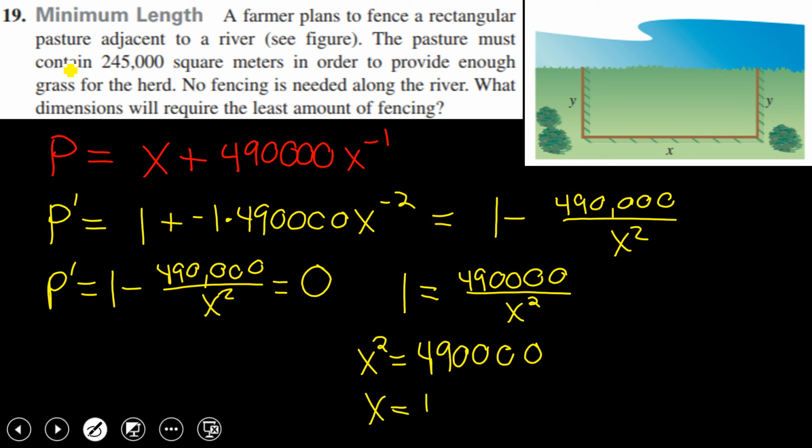Remember, that's an option in some problems. Now, in this problem, it doesn't make sense for our x to be negative 700 meters. So we're going to go ahead and say this doesn't make sense. x equals 700 meters. So that gives me one part of what I need, right? Not everything. So I know that my x is going to be 700 meters. Now I need to figure out what y is going to have to be.